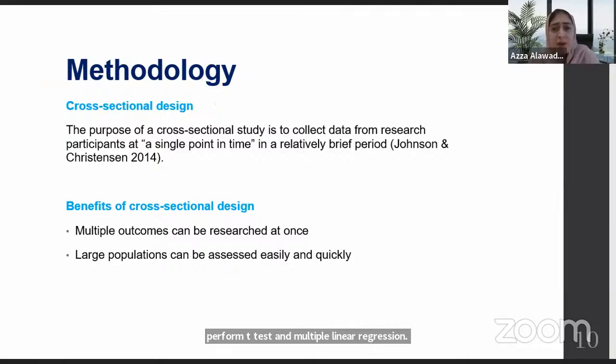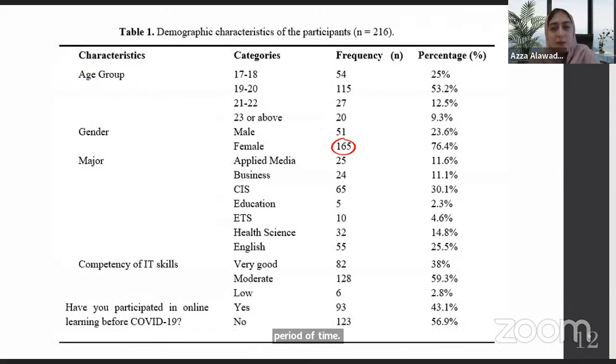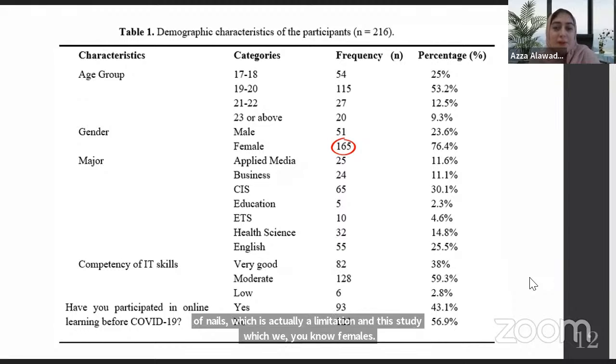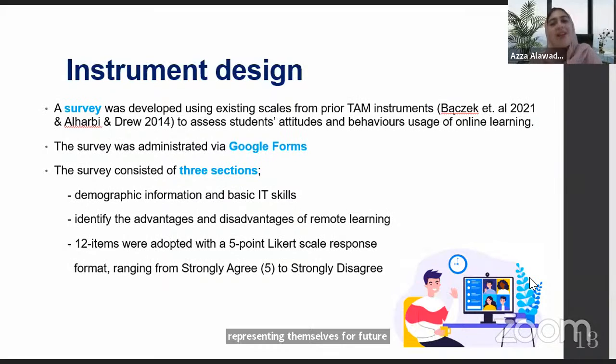Again, as I mentioned before, we used a cross-sectional design because of its benefit in collecting a large amount of data in a short period of time. This table summarizes the demographic information of the participants. As you can see, the number of females is more than the number of males, which is actually a limitation in this study, as females might be overrepresented. This is an area for future research.